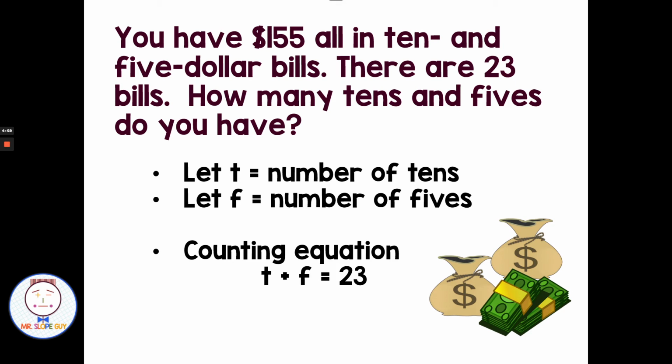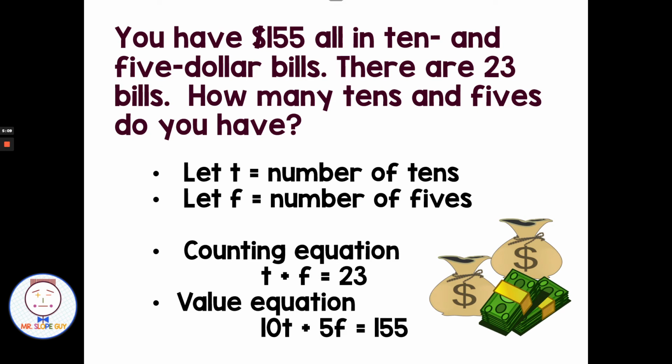That's where I have to take into account that $10 bills and $5 bills do not have the same value. So I want each t multiplied by 10, and every value of f multiplied by 5, to make the $10 bills worth $10 and the $5 bills worth $5, and we have a total that should add up to 155.